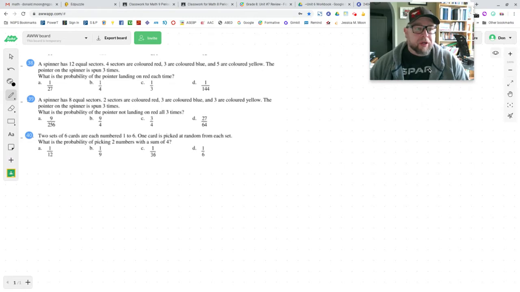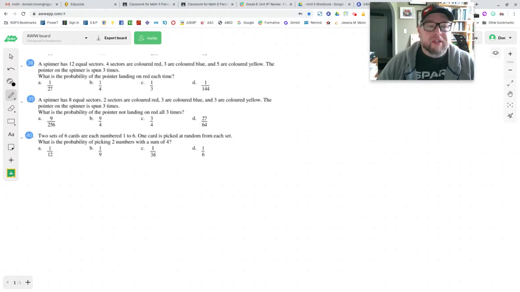Let's look at the first question here where it says a spinner has 12 equal sectors. 4 sectors are colored red, 3 are blue, 5 are yellow, and the pointer is spun 3 times. So it's asking you, what is the probability that the pointer is landing on red?